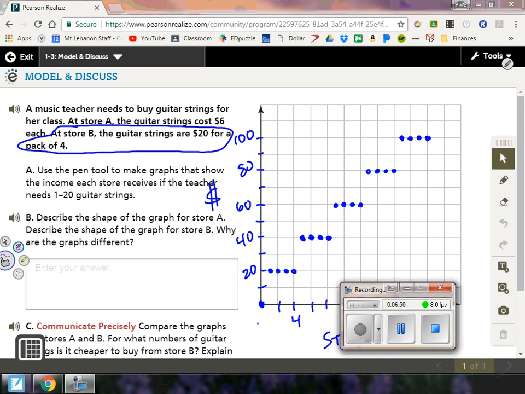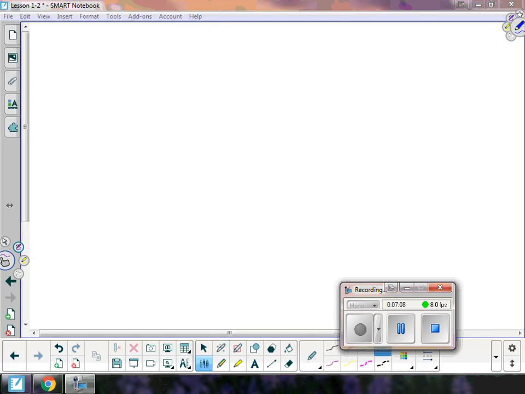Compare the graphs of store A and B. For what numbers of guitar strings is it cheaper to buy from store B? Let's think about that for a minute. What amounts would you need where you'd say, you know what, I'm going to go to store B because I'm going to save money? Think about that. Just went to a blank screen here so we can take a look at store A versus store B.